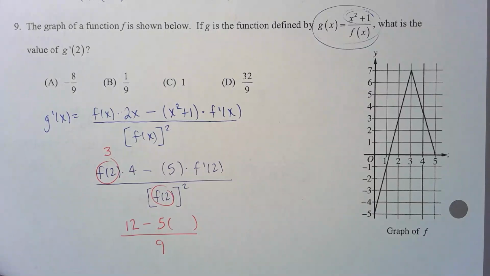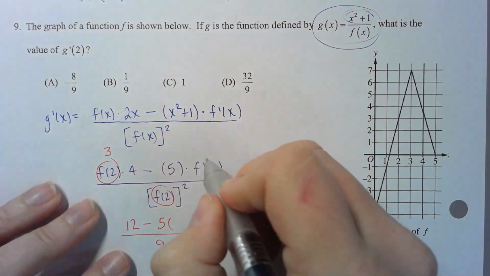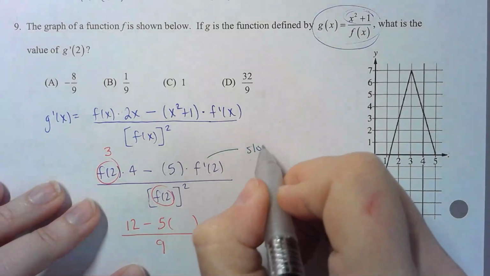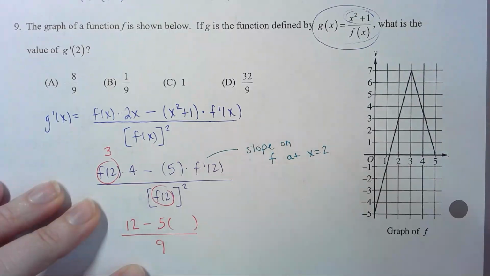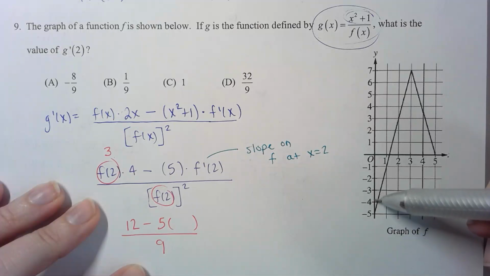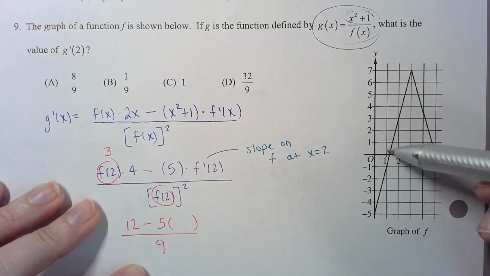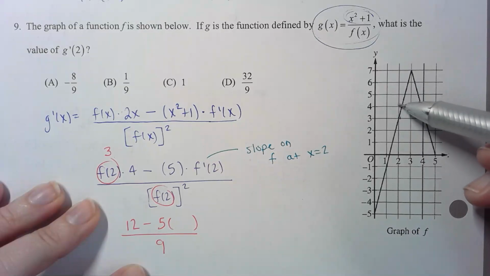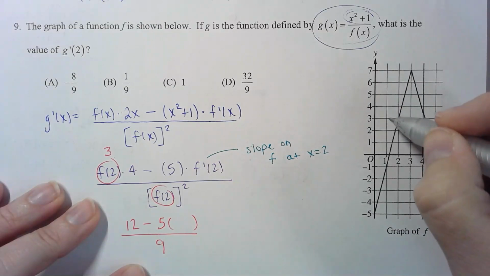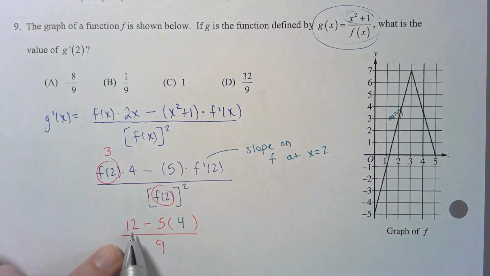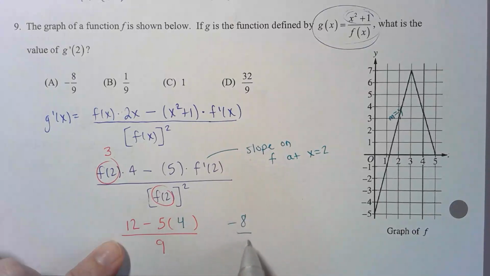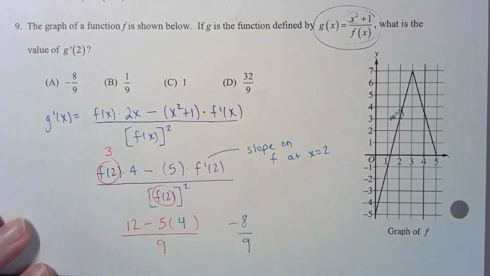The last thing I need is f prime of 2. F prime of 2 wants the slope on f when x equals 2. Well, good thing it's linear. Let's see, it looks like going up 1, 2, 3, 4, and over 1. Yeah, it's linear. So the slope is 4. And so what do we have? 12 minus 20 is negative 8 over 9, which is letter A.